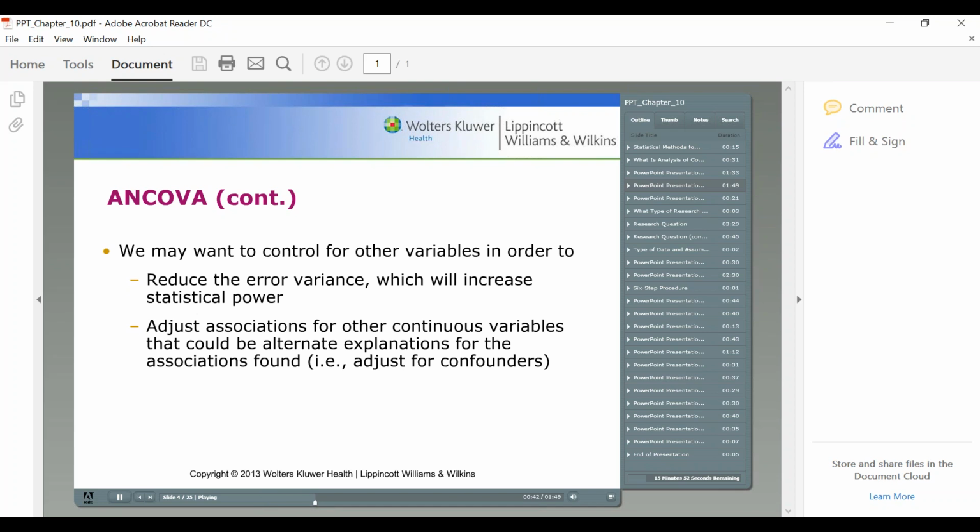Okay? The second point here is interesting. It says adjust associations for other continuous variables that could be alternate explanations for the association. They're using this word association. We haven't talked about this too much, particularly because we have not gotten into the correlational analysis. The term association, again, is one of those technical terms, and it's synonymous with the word correlation or relationship. So, to adjust the relationships for other continuous variables.